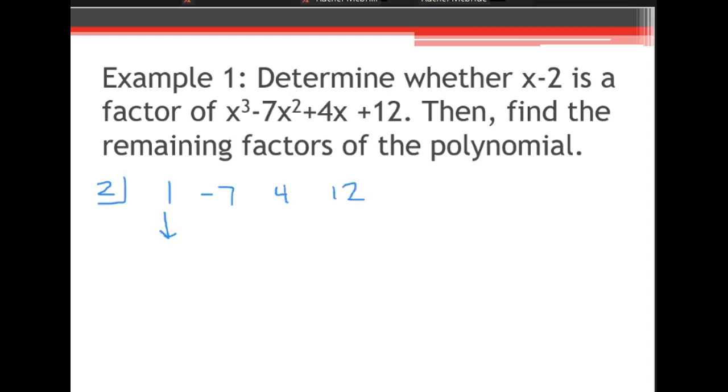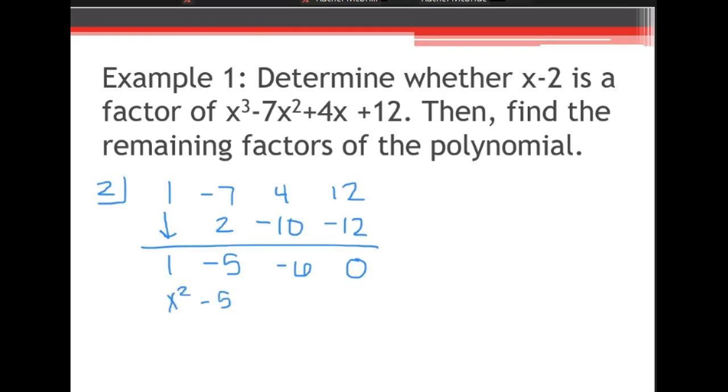Bring down the 1. Multiply, add, multiply, add. When you get a remainder of 0, that means that x minus 2 is a factor. The 1, the negative 5, and the negative 6 become the coefficients of the new equation. And now what we want to do is factor that equation completely.